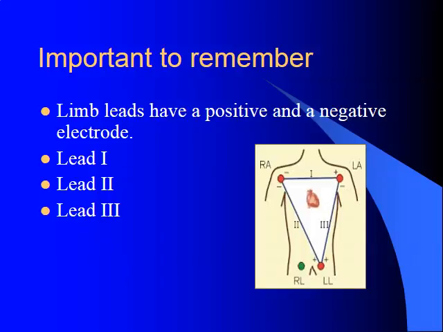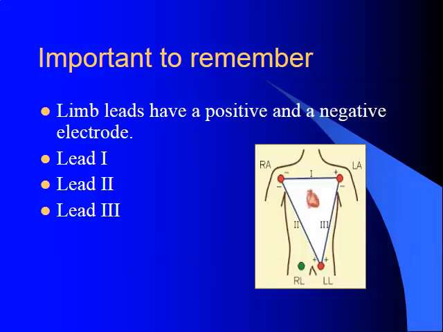It's important to remember, limb leads always have a positive and a negative electrode. We've already discussed it, but we'll go over it real quick again. We have a chart here. In lead 1, our left arm is the positive electrode and our right arm is the negative. In lead 2, our left leg is the positive electrode and the right arm is the negative electrode. And in lead 3, our left arm is the negative electrode and our left leg is the positive electrode.